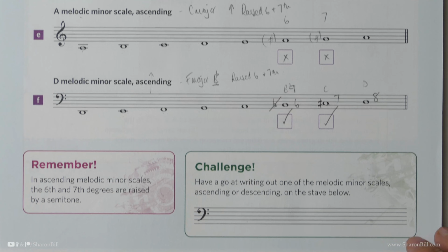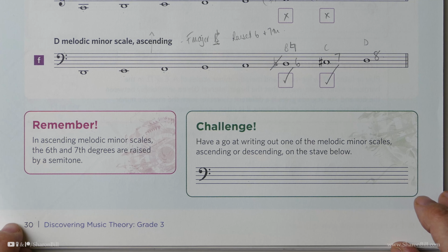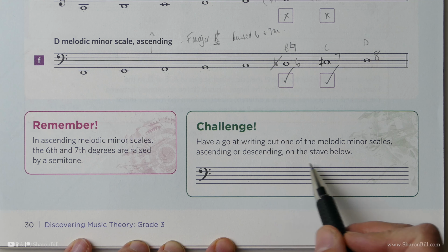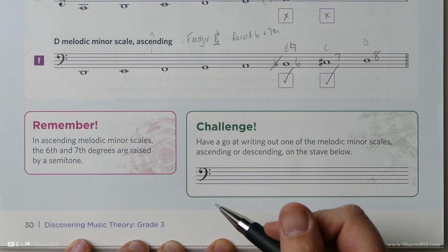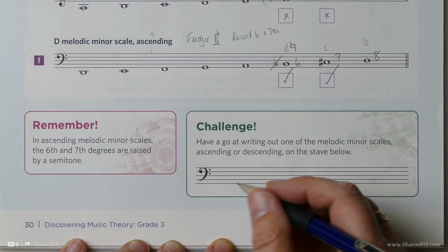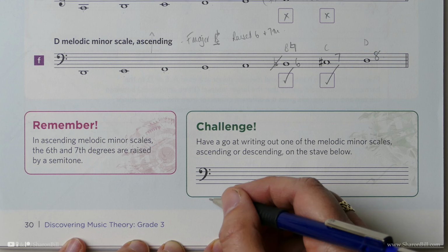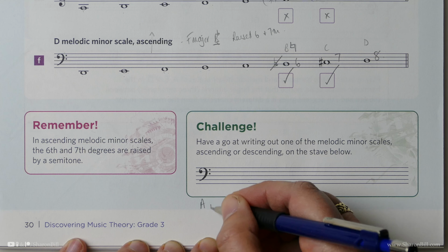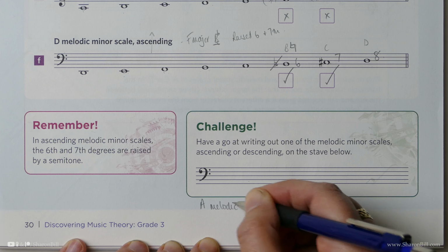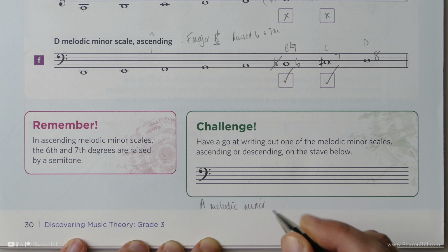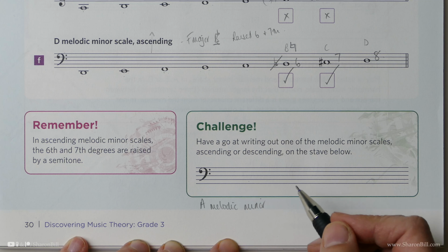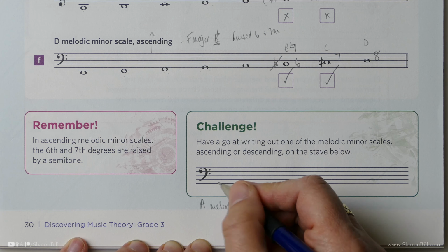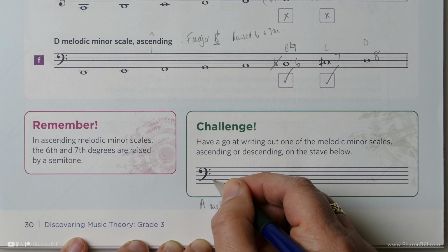And now we have a little challenge here where we can write out one of the melodic minor scales, either ascending or descending on this stave. So we're writing it in the bass clef. So I suggest we just have a go at, you can choose any you like. I think what I'm going to do is A melodic minor. And just because I can, I'm going to go ascending and descending. So if we start, I'm just going to use semibreves, and I don't have to worry about stems.